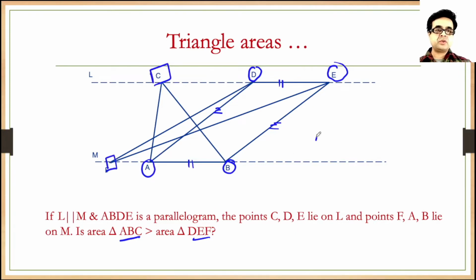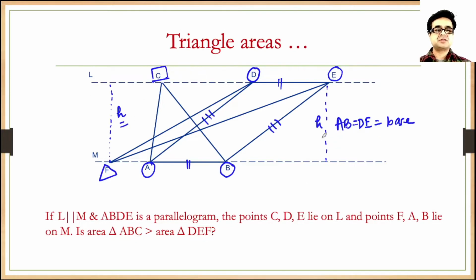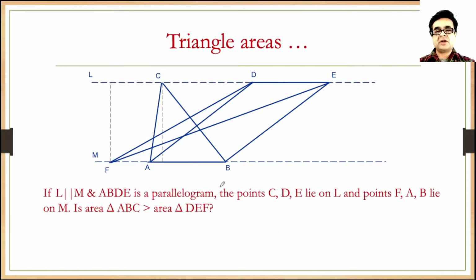I already know that AB is equal to DE, right? Because they are the opposite sides of a parallelogram, so they will be equal. Also, the heights of these two triangles is going to be the distance between line L and M, which will be H. And what we are actually saying is the base is the same because it's the opposite sides of a parallelogram. The height is the same because it's the distance between the two parallel lines. Hence, the area of triangle ABC would actually be equal to the area of triangle DEF.